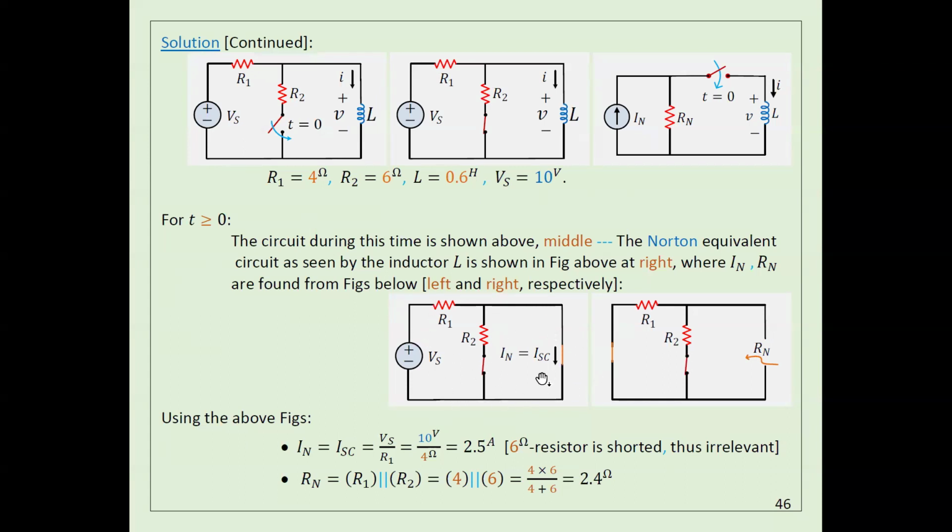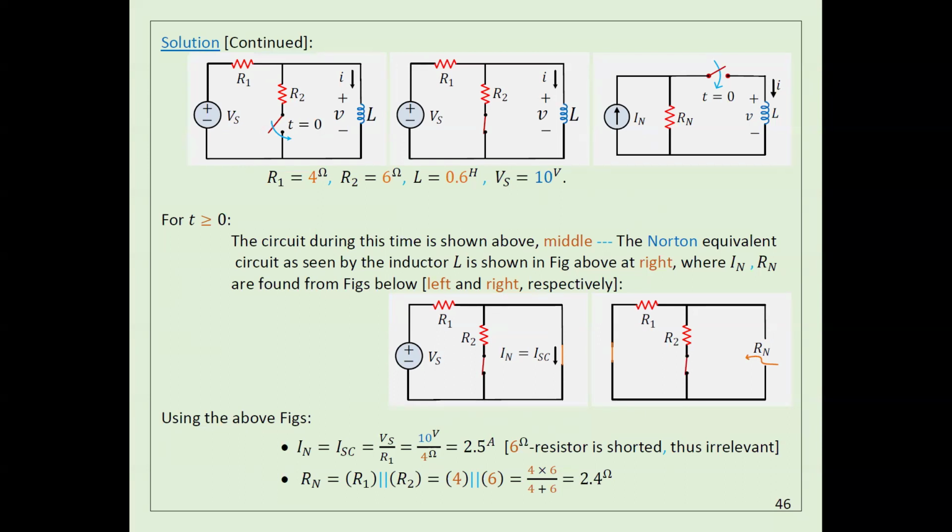So how can you calculate this current? Vs divided by R1. That's it. Vs divided by R1, because all the current is going to come this way. Why? Because the short circuit is going to cancel this one. So the current here is actually Vs divided by R1. Very easy. So I Norton is Vs divided by R1. I calculated I Norton here.